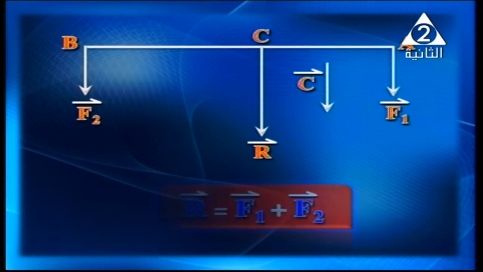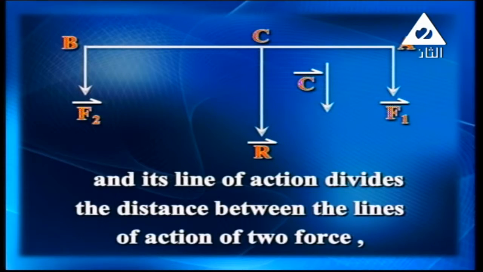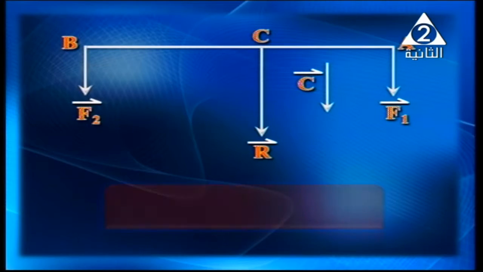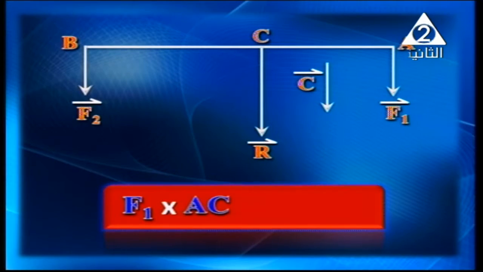And the line of action divides the distance between the lines of action of the two forces in the inverse ratio to their magnitudes. What do I mean? F1 times AC equals F2 times BC.